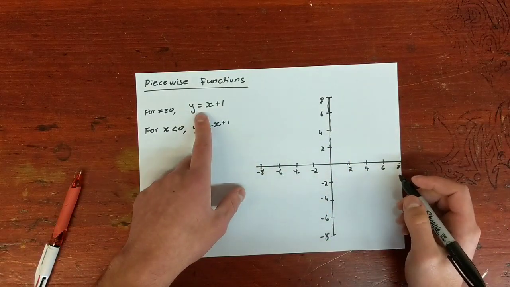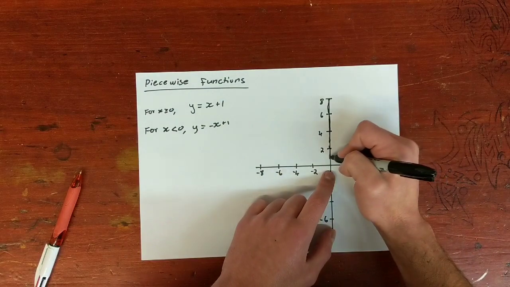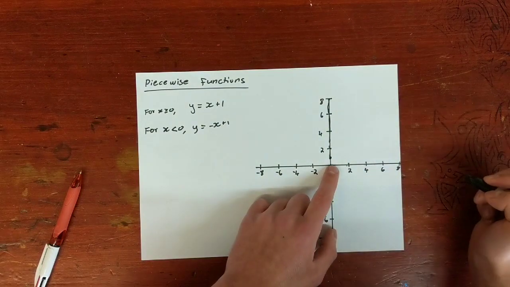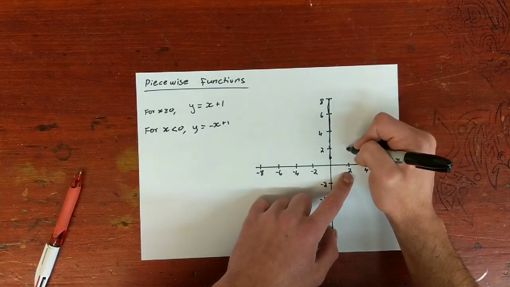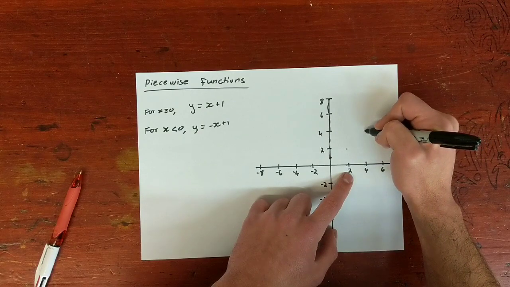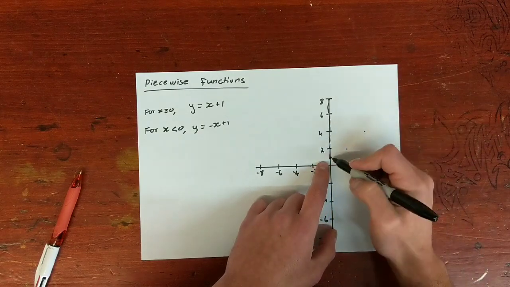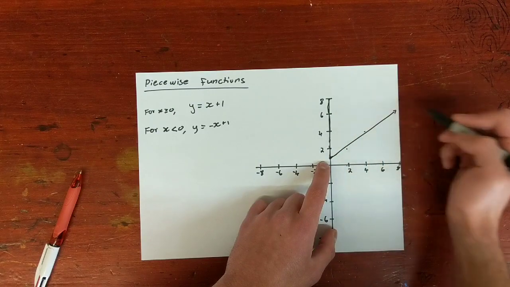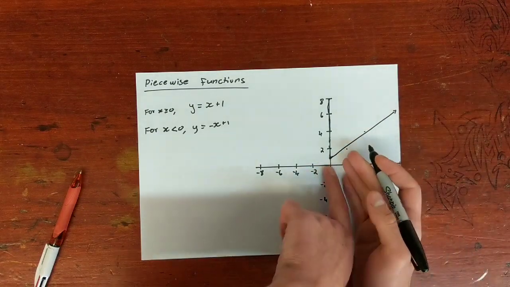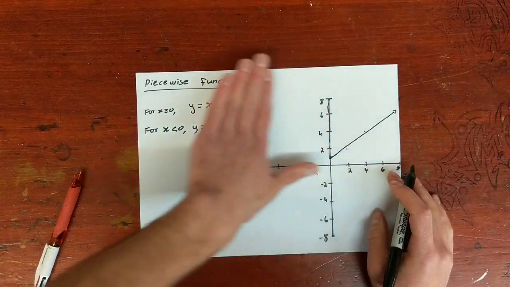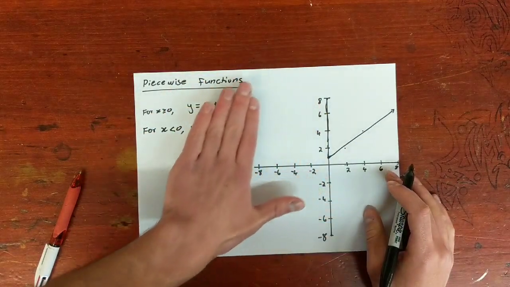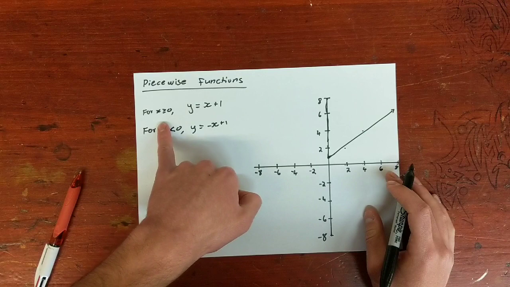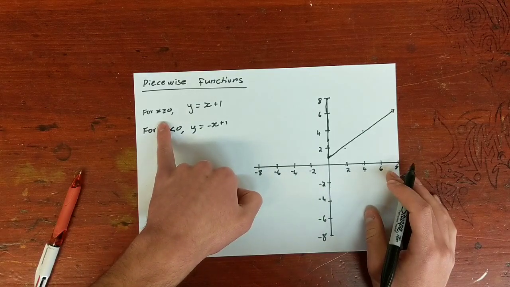So let's start with this first one. Y equals x plus 1. That'll have an intercept of 1, and then it'll go up with a gradient of 1, so it will look something like this. And notice I haven't drawn it at all on this space of the graph because it only applies when x is greater than or equal to 0.